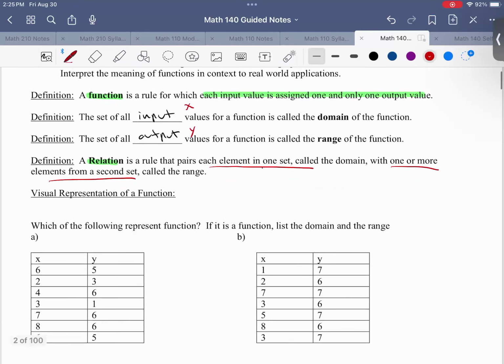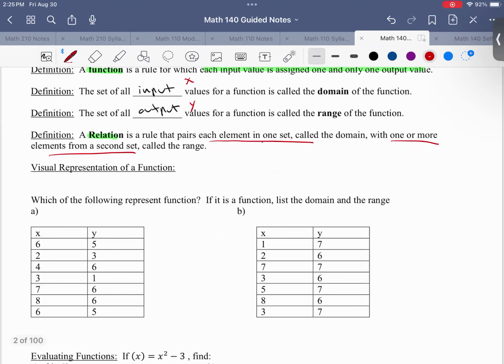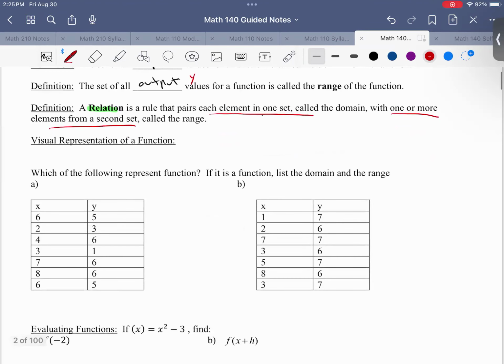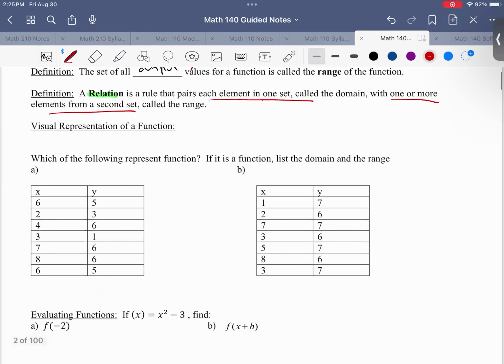Okay, so let's look at a visual representation of a function, meaning these tables. Which of the following represents a function? If it is a function, list the domain and the range. So domain is X values and range is Y values. Kind of remember that.